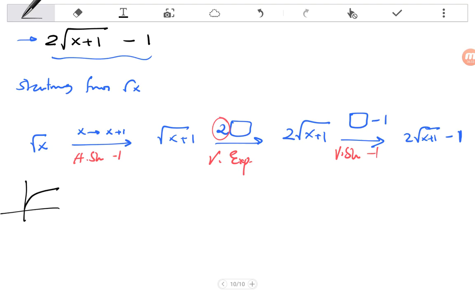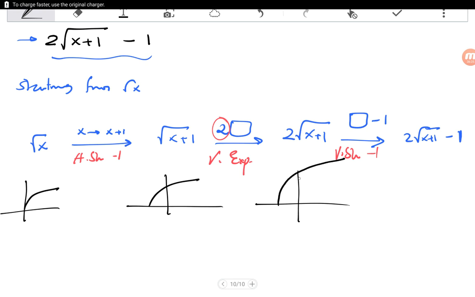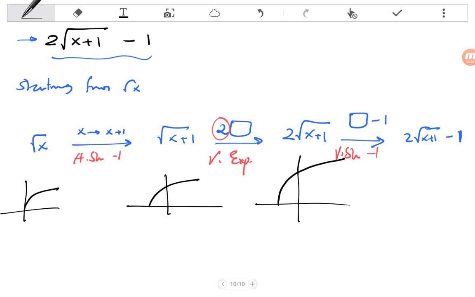Okay, so I'll have root x, then I will make a horizontal shift of negative 1, so it will be like this. Then I would make a vertical expansion, so it would be something like this. I just expanded it vertically. Then for the final result, I take that function and make a vertical shift of minus 1, so that will be something like this. I have just shifted it negative 1. Okay?